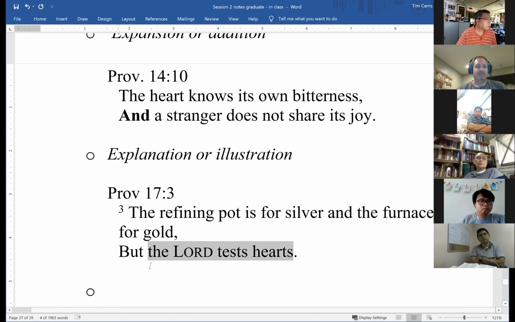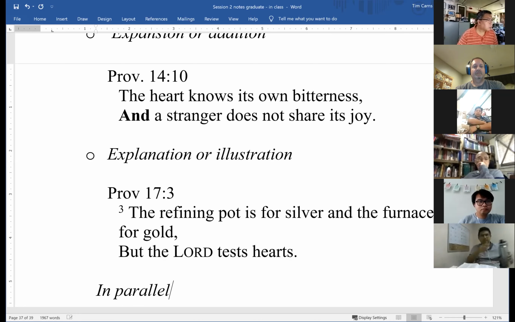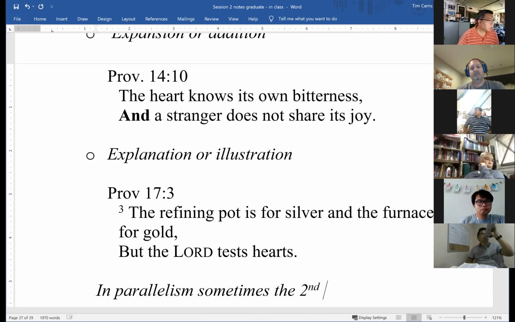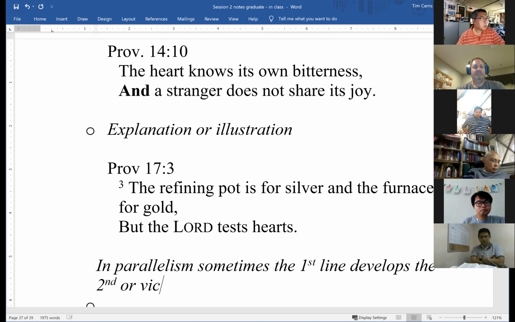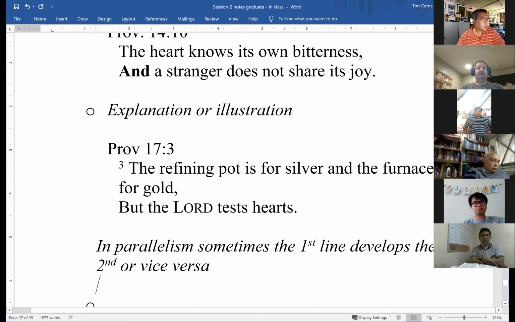So this tells us as well that in parallelism, sometimes the first line develops the second, or vice versa, meaning the opposite. So when you're looking at parallelism and developmental, sometimes it's the second line that's the statement, and the first line is what develops it. Or in this case, it illustrates it.